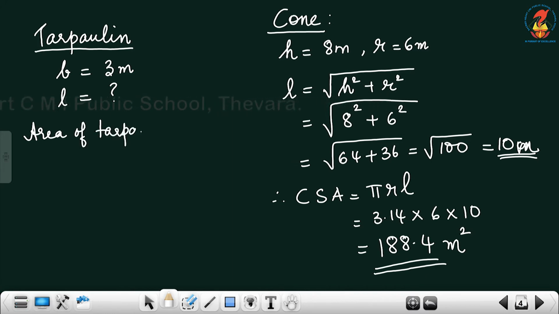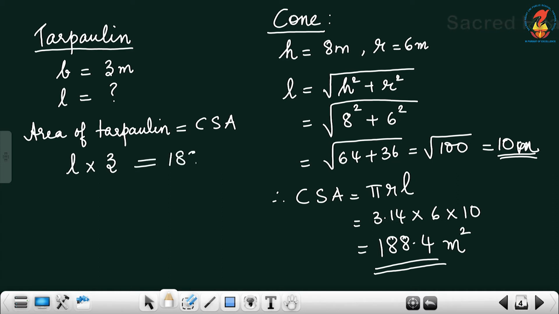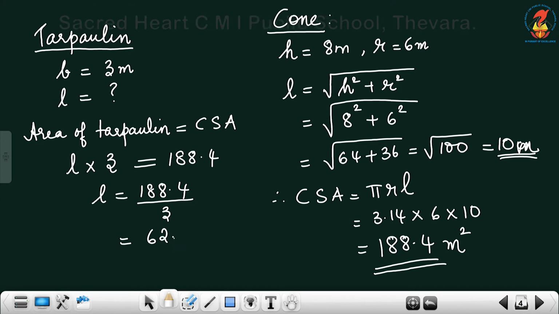Area of the tarpaulin equals CSA of the cone. Tarpaulin's area, it's a rectangle, length into breadth. Length we don't know. Breadth is 3 meter, is equal to CSA 188.4. Therefore, length equals 188.4 by 3. And when you divide, you will get the answer as 62.8 meter. So we got the length of the tarpaulin as 62.8 meter.